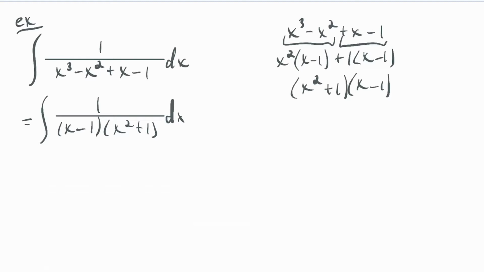So in order to do the partial fraction decomposition, I'm going to say that I'm going to have 1 over x minus 1 times x squared plus 2.